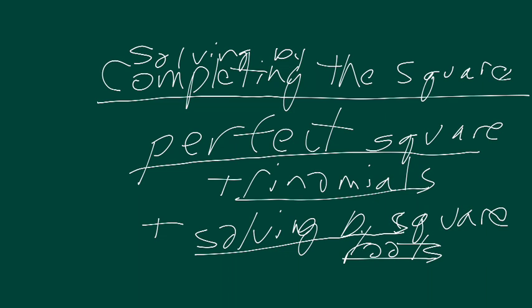What's great about solving by completing the square, even though it's a multi-step process, is it can be used to solve any quadratic equation. Solving by square roots has some stipulations, and solving by factoring you could only use for a quadratic equation that can be factored. So solving by completing the square is fantastic because we can use it to solve any quadratic equation.